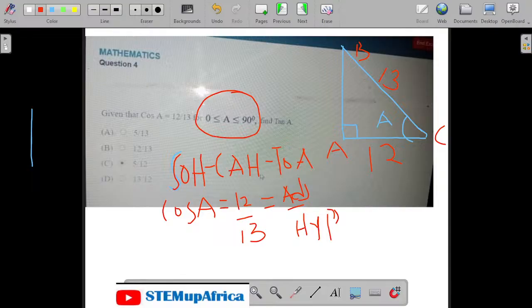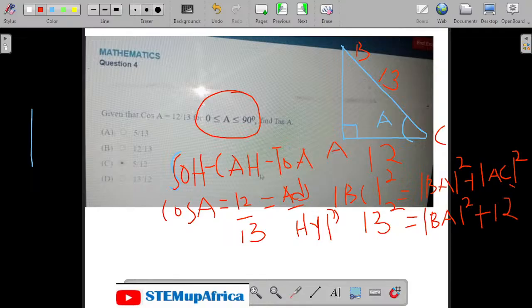So that says hypotenuse BC squared is equal to BA squared plus AC squared. So what is the value of BC? Our BC is 13. Here becomes 13 squared is equal to BA squared, which is the opposite, plus 12 squared. If I square 13, we're going to have 169. So 169 equals BA squared plus, if I square 12, 144.